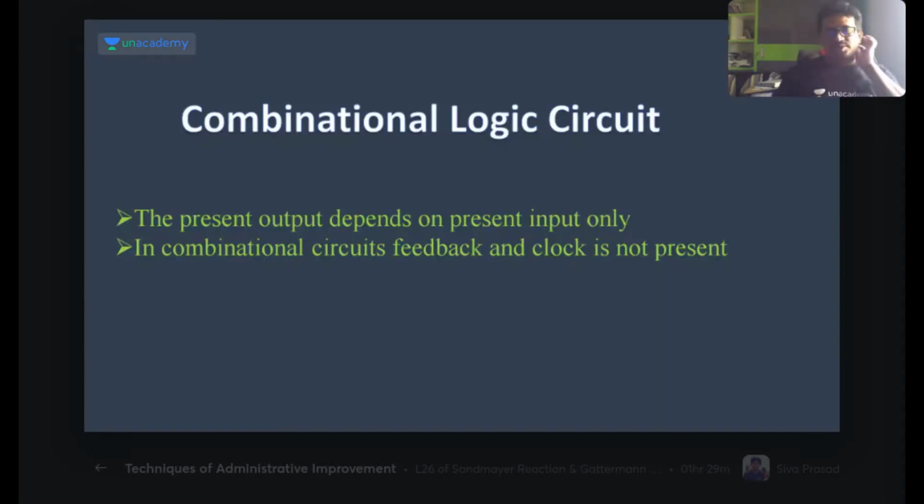Combinational logic circuit. Take down, all of you. What does a combinational logic circuit mean? In this case, the present output depends on the present input only. Remember, in a combinational circuit, the present output depends upon the present input only.